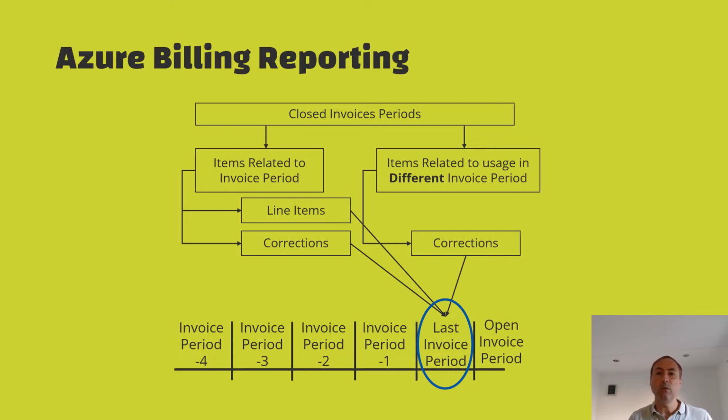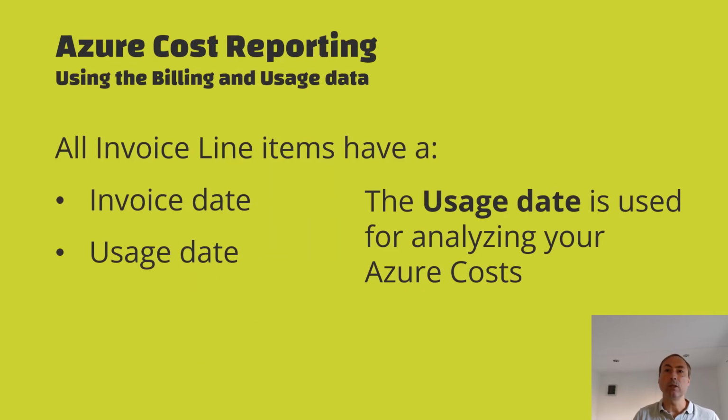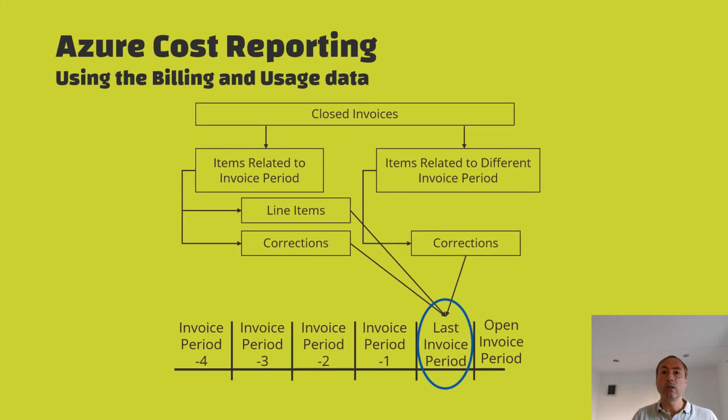But if you want to do cost management, you of course want those corrections related to other invoice periods to be properly displayed. Now, how do we do that? Luckily, all invoice line items have both the invoice date and the related usage date. And that usage date, that's what we're going to use for analyzing your Azure cost. So let's have a look.